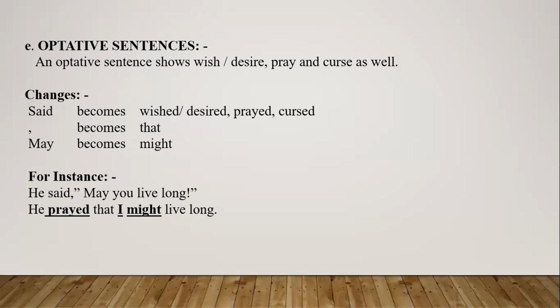Now may will be into might, and live long will be written in the same position. If there is may, if there is might, the form of verb will remain the same, like first form. Do not consider that you have written might, the second form of may, so you should write lived. It would be wrong. So the sentence would be like that: He prayed that I might live long. So it's all about optative sentences.